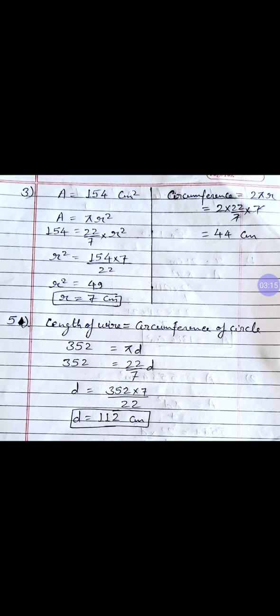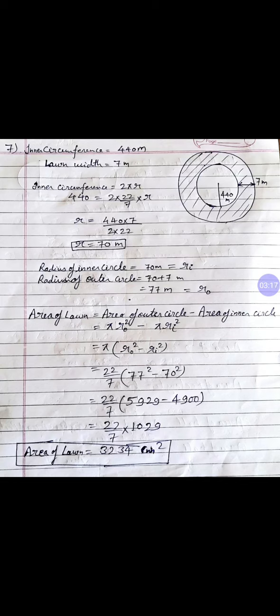Now let's come to question number 7. This one is quite a tricky question, so please pay attention. The question says, a circular lawn is uniformly 7 meters wide and its inner edge is 440 meters. Calculate the radius of the inner circle and the area of the lawn. The inner circumference has been given, 440 meter, and the lawn width is given, 7 meter. The inner circumference will be the 2 pi r formula, and the value given is 440.